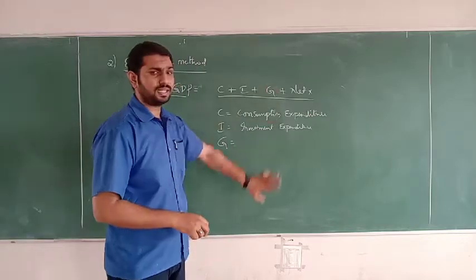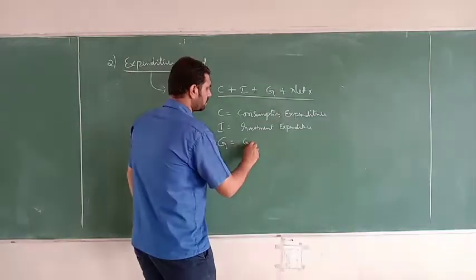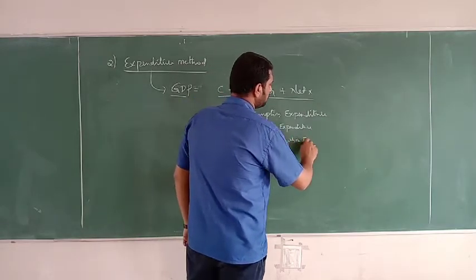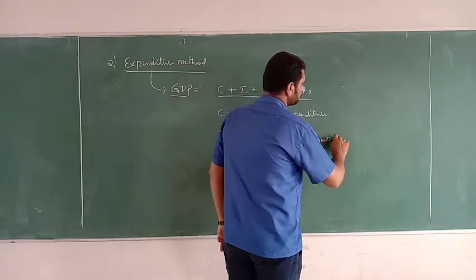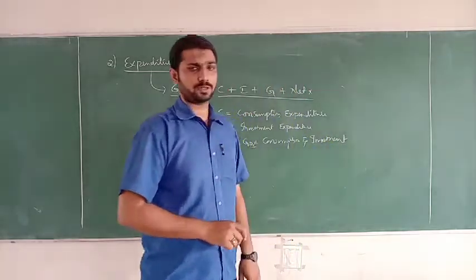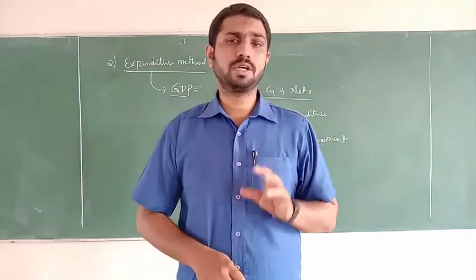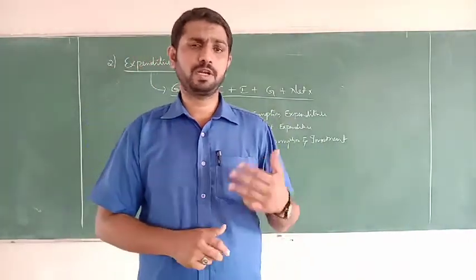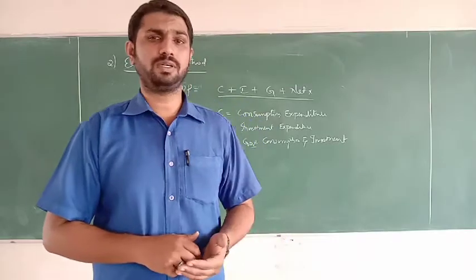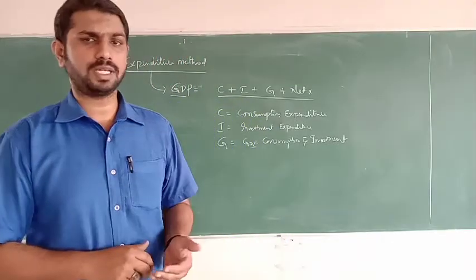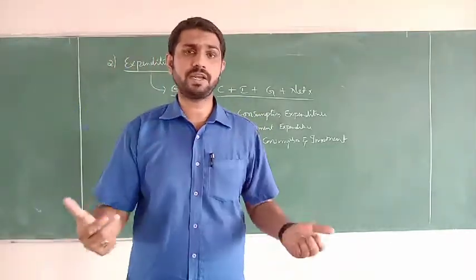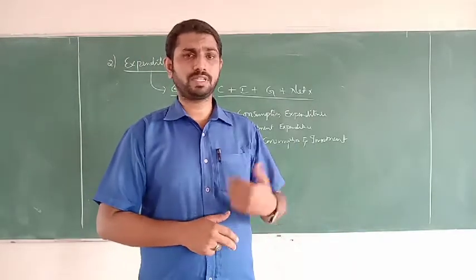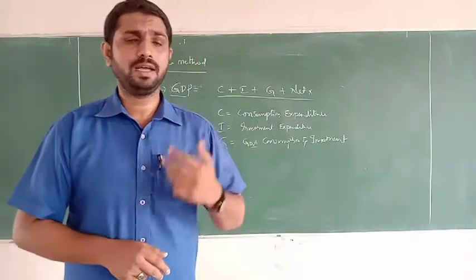Here the G stands for government. Government consumption as well as investment expenditure. Now coming to the point, the government does the same thing. Just as the individual consumes and invests, the government also runs government entities or public sectors and all. Then the government spends out of their earnings, and that is called government expenditure.